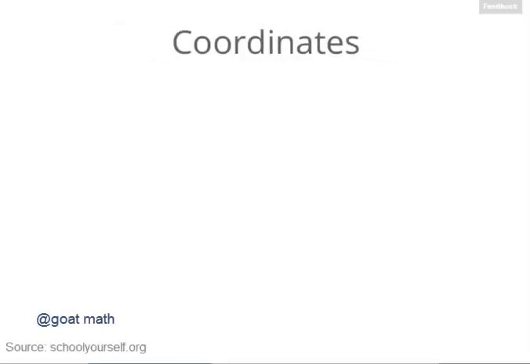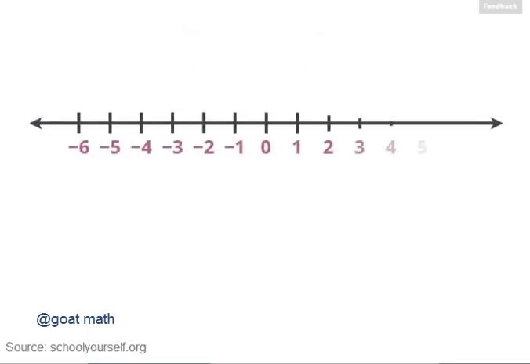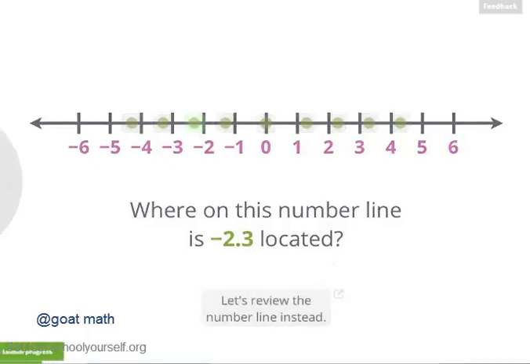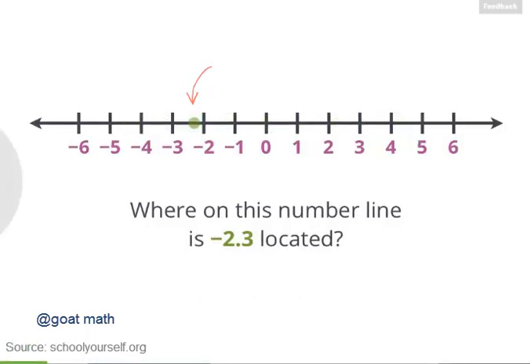Here we'll introduce coordinates and the coordinate plane. But first, let's make sure you're up to speed on using the number line. So of these green points here, which one represents -2.3? If you're not sure, click down here to review. Right, -2.3 is over here.